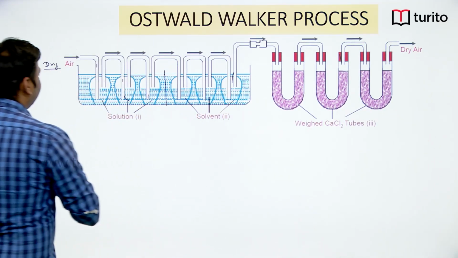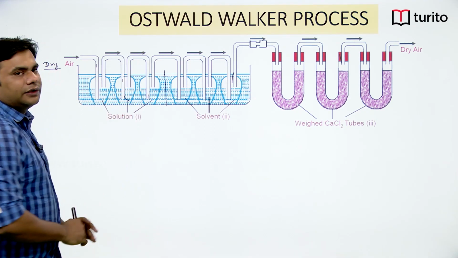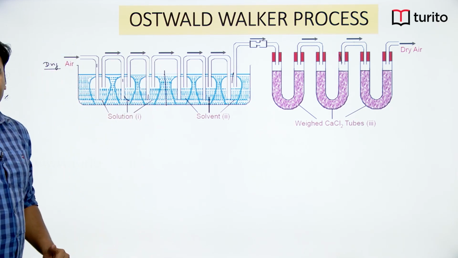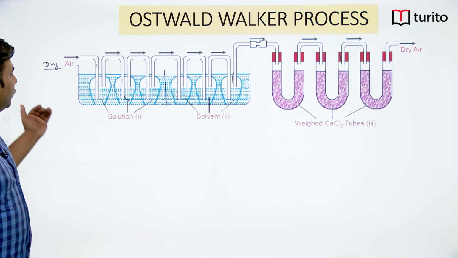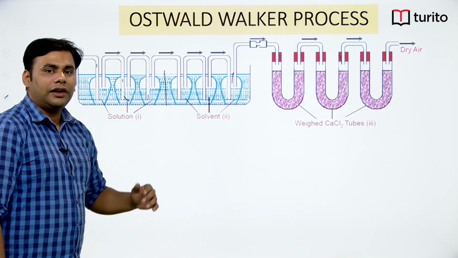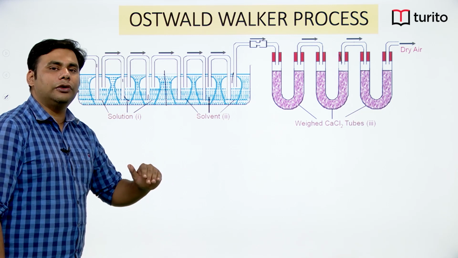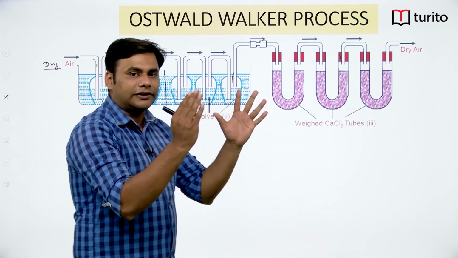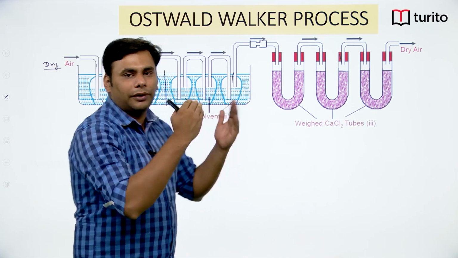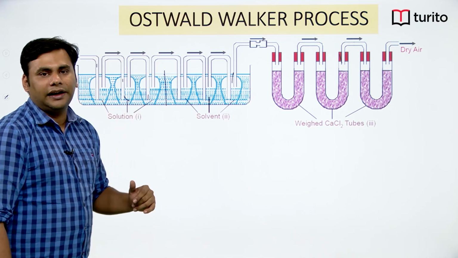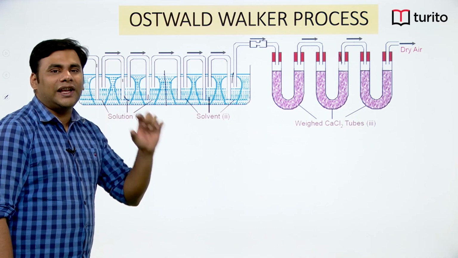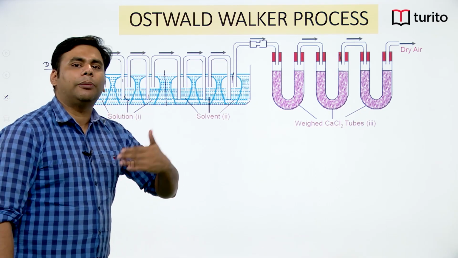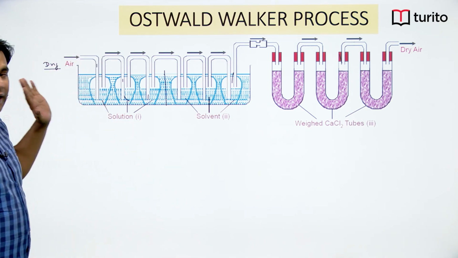Now what happens is we initially take the mass of this solution. So the solution will have some mass, along with it some vapor. Now when you pass the dry air through it, some of the vapor of the solution would be taken up by the dry air. So the mass of the solution container would reduce because its vapor has been taken away by the dry air. So this loss in mass of the solution would be proportional to the amount of vapor that has been taken away by the dry air.